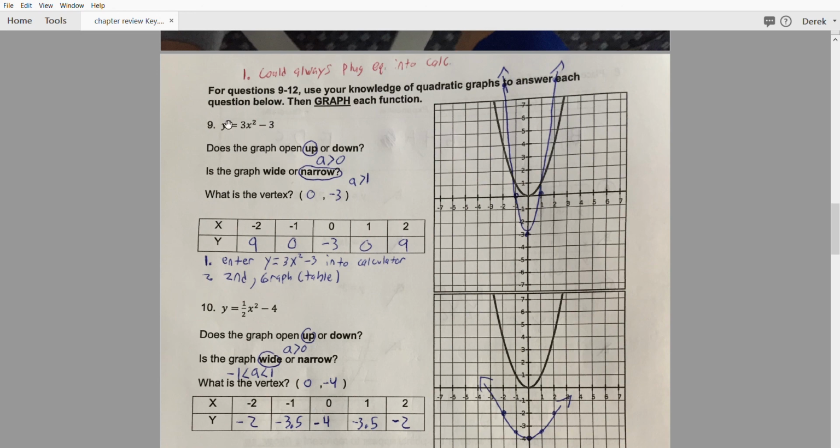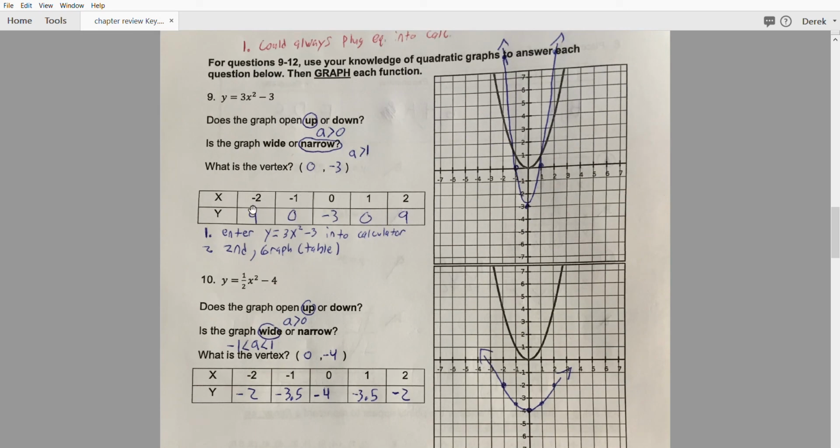So I'll start with 9. y equals 3x squared minus 3. Does the graph open up or down? It's going to open up because a is greater than 0. Anytime a is greater than 0, and we have 3 here, it's going to open upwards. Is it wide or narrow? Remember, the graph is going to increase a lot faster if that a value is greater than 1. So when a is greater than 1, we know it's going to be more narrow. Good to go. And I'm going to skip this one right now and come back to it.